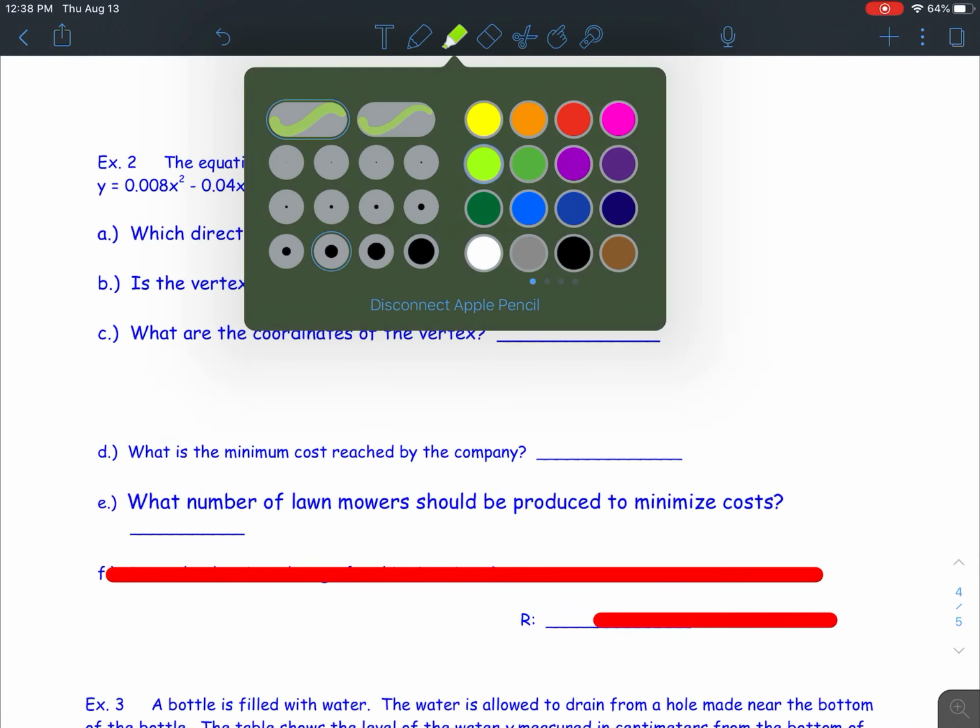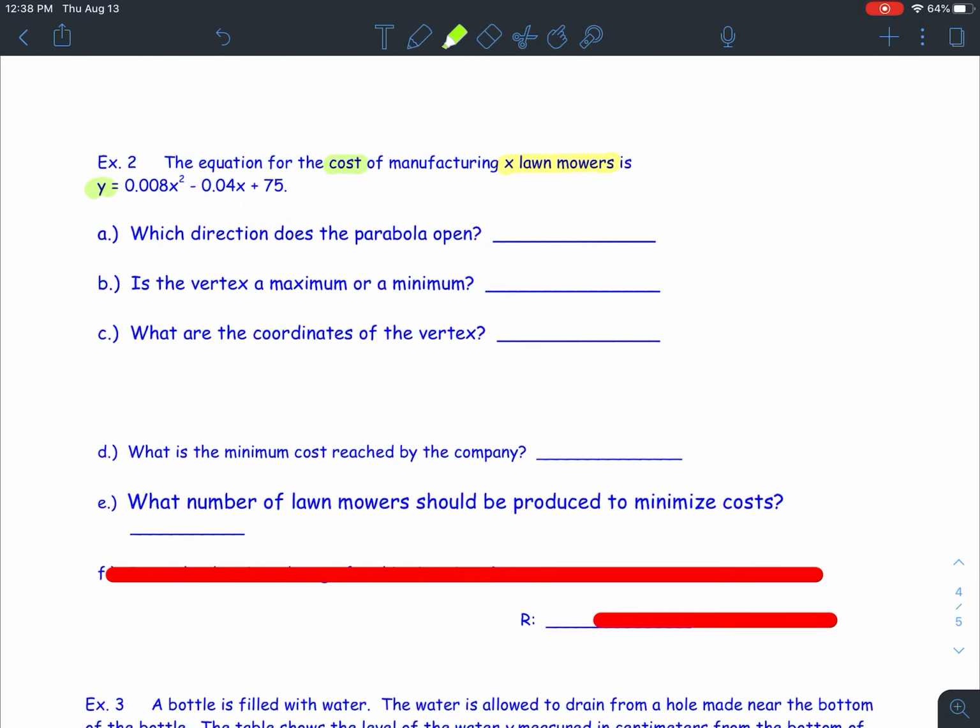All right, so I'm just going to fill in this last one here very quickly so that you have one other word problem filled in for you. This is talking about the cost of manufacturing x lawnmowers. So we are going to let x be the number of lawnmowers and y is the cost. The question, what direction does the parabola open? I'm looking at the a value. I see it's positive. That tells me this is definitely going to be opening up.